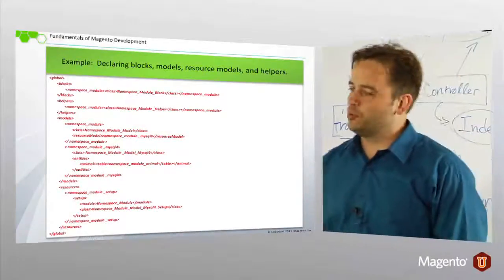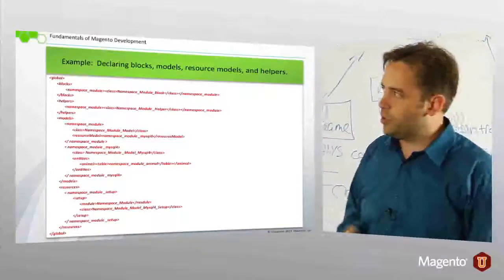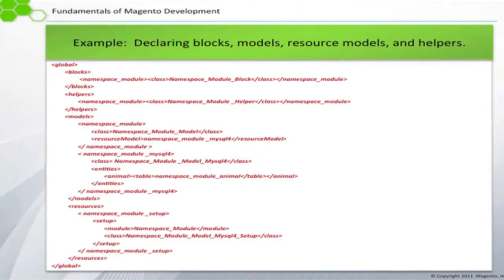Yeah, this one may be a little bit hard to read up here, but should be legible in your book. We put this all in one slide just to show you once again the pattern that exists. You have global blocks, helpers, models, and directly under blocks, directly under helpers, directly under models is where you declare your class group. In this case, it's just generically referred to as namespace_module. And then that is connected to the file system via this class node.